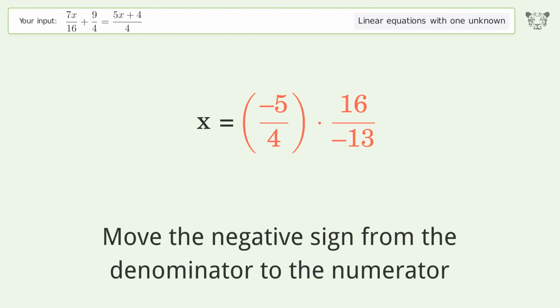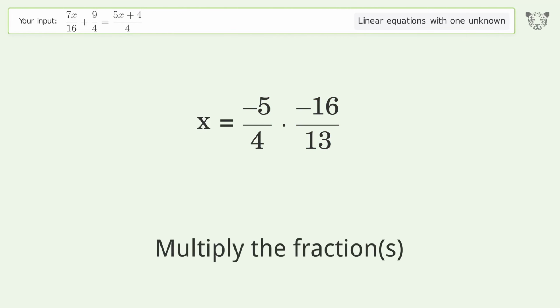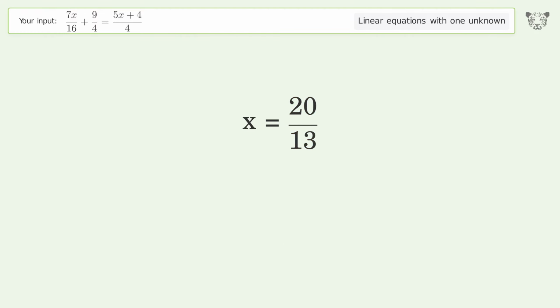Move the negative sign from the denominator to the numerator. Multiply the fractions. Simplify the arithmetic. And so the final result is x equals 20/13.